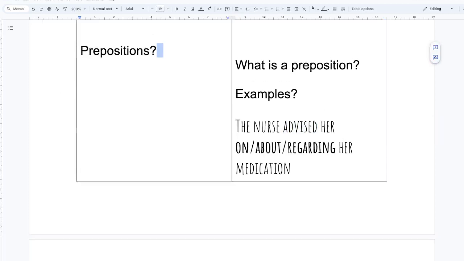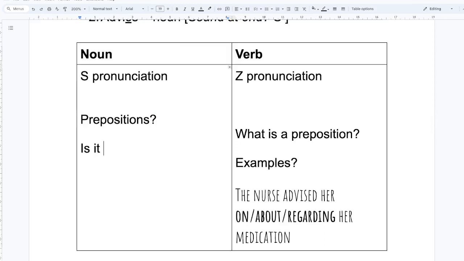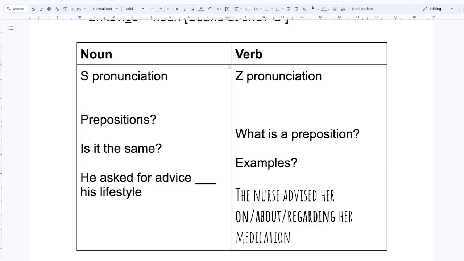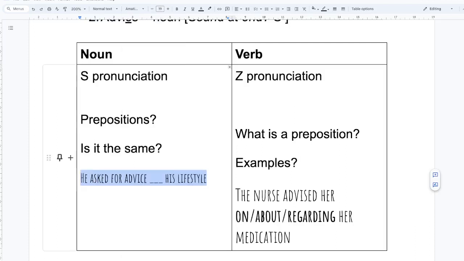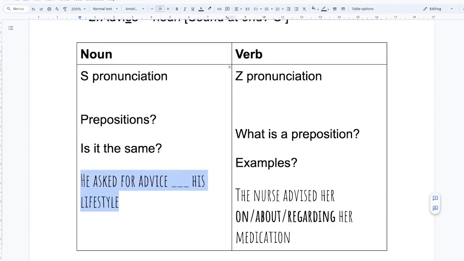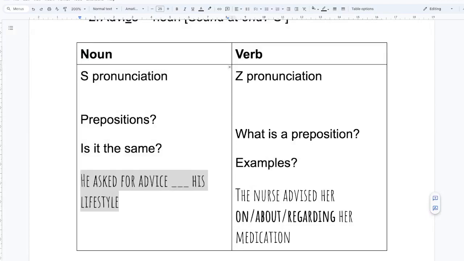Now, what about nouns? Is it the same? What if I say he asked for advice, blank? What is the answer here now? Can anyone tell me? What prepositions do I want? Again, type in the chat, guys, okay? If you're watching on Facebook, this is a live interactive class. I'm checking on my phone. I can see you guys. So just type in what you think the answer is. As soon as I get an answer, I promise I'll try and respond to you guys, and then we'll move on, okay? I'm sure we're going to have lots of answers here.